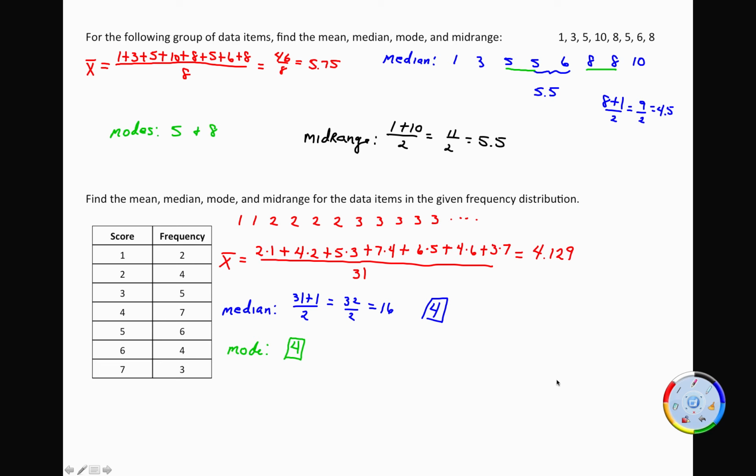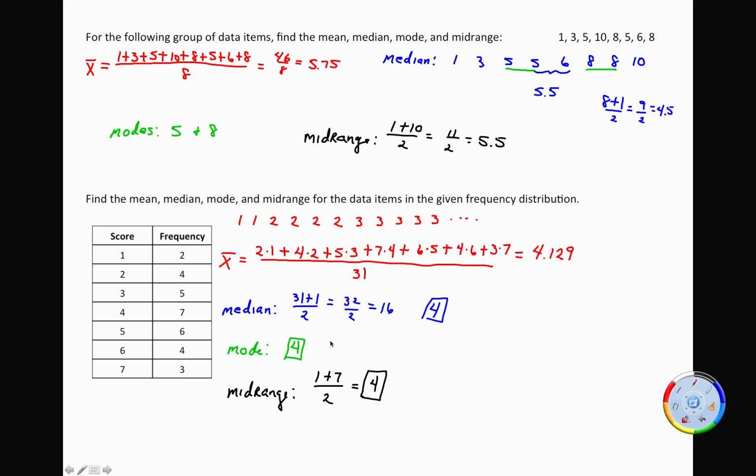And then finally, the mid-range is a very simplistic version of the mean, where I take the smallest score plus the largest score and divide it by 2. 8 divided by 2 is 4.